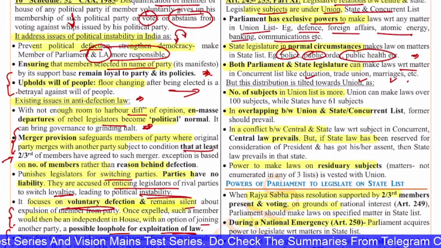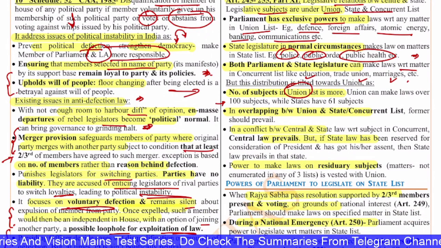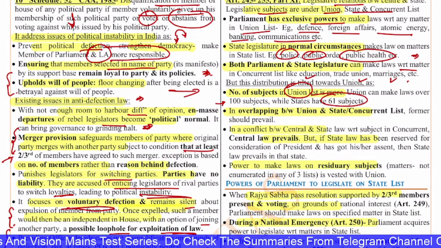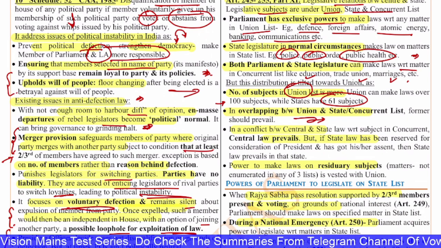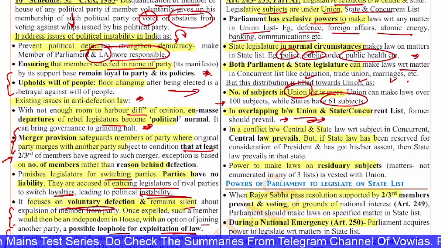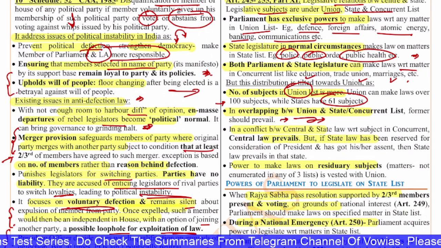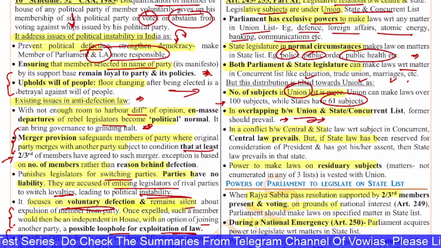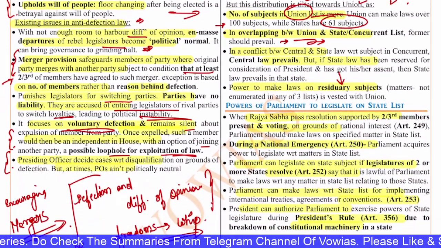And the number of subjects in the union list is more. The Union can make laws over 100 subjects, but in the state list we have only 61 subjects. In the overlapping between the union and state lists, or the union and concurrent lists, the former will prevail. In the conflict between the center and states with respect to a subject in the concurrent list, the central law will prevail, which I just told you. And the power to make laws on residuary subjects lies with the central government.